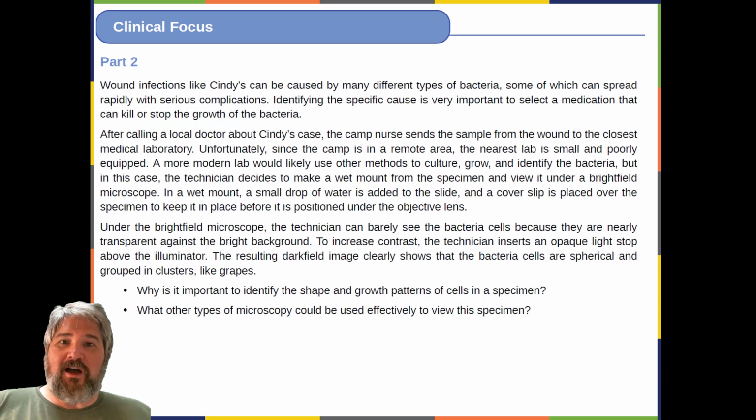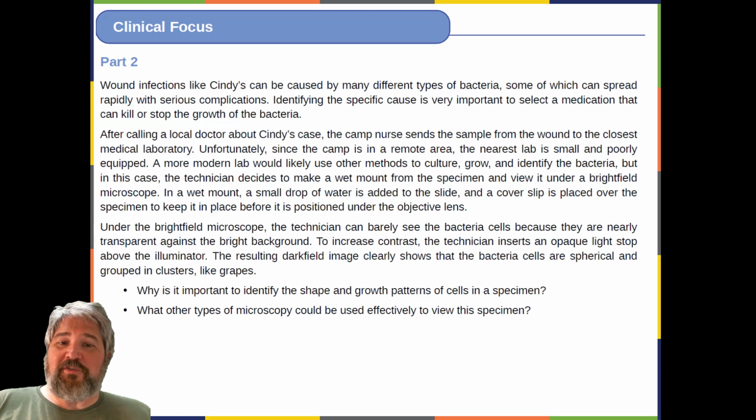After calling a local doctor about Cindy's case, the camp nurse sends the sample from the wound to the closest medical laboratory. Unfortunately, since the camp is in a remote area, the nearest lab is small and poorly equipped. A more modern lab would likely use other methods to culture, grow, and identify the bacteria, but in this case, the technician decides to make a wet mount from the specimen and view it under a Brightfield microscope.